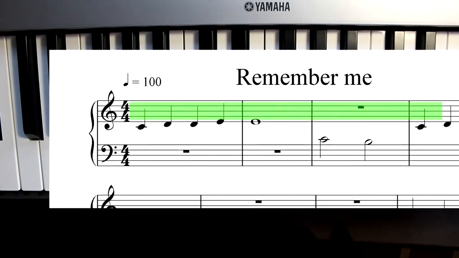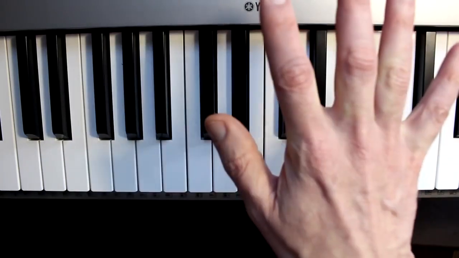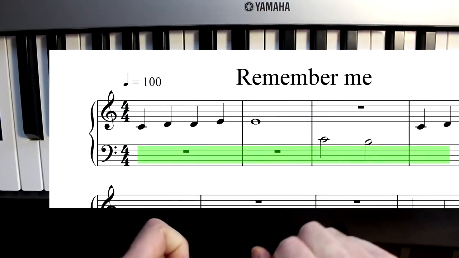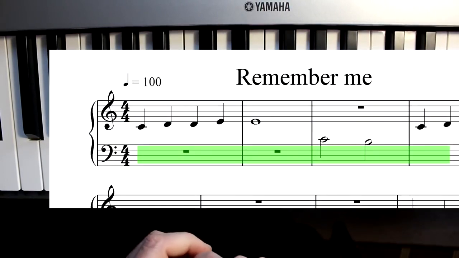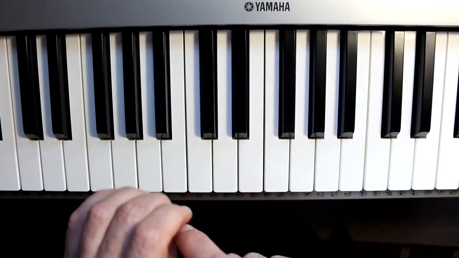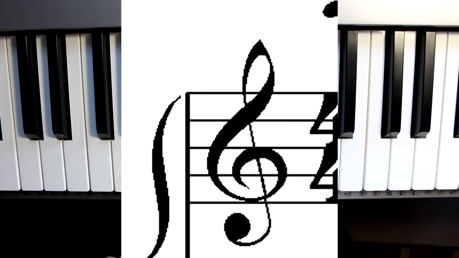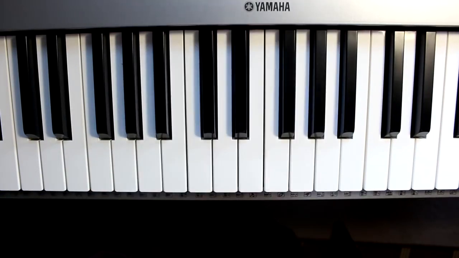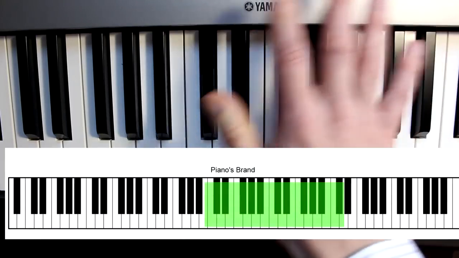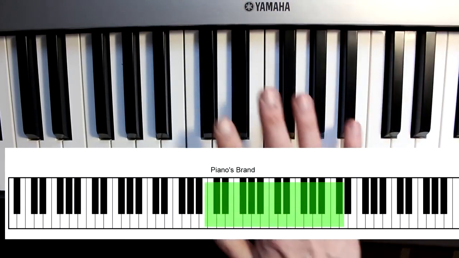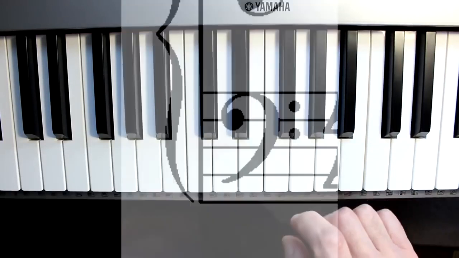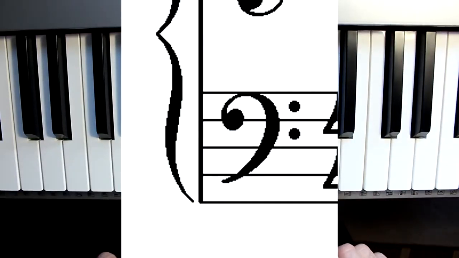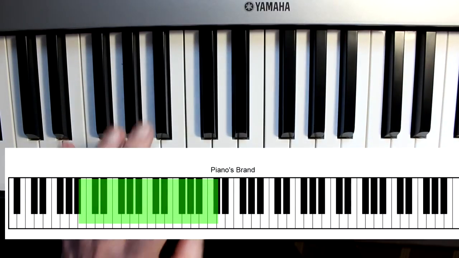These 5 lines here indicate what to play with the right hand. These 5 lines here indicate what to play with the left hand. This symbol here is called treble clef and tells us to use roughly this range of keys. This symbol is called the bass clef and tells us to use roughly this range of keys.